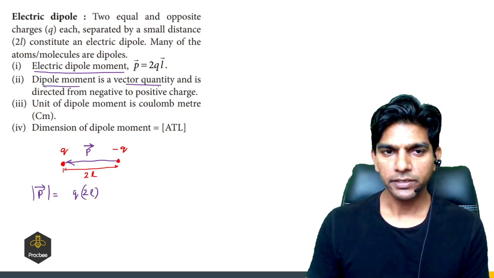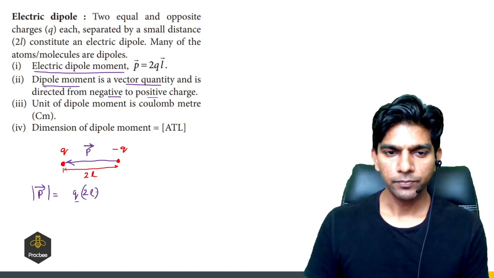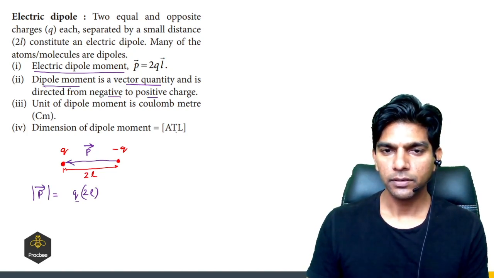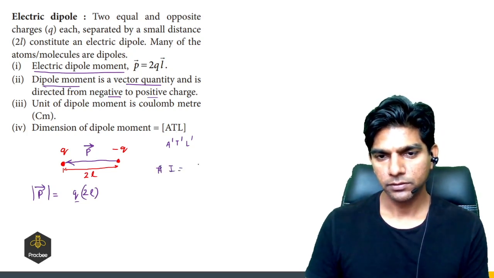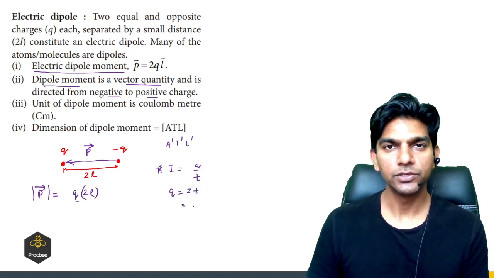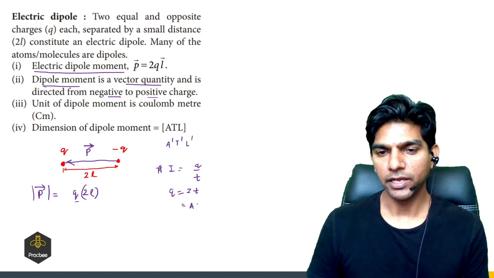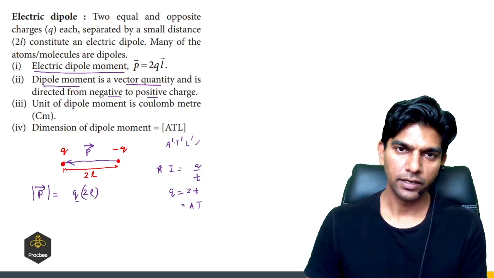So that is the magnitude of the electric dipole moment, and its direction is from negative to positive. Dipole moment is a vector quantity directed from negative to positive, as I have discussed. The unit of dipole moment will be coulomb meter, right? So Q is in coulomb and the length is in meters. And the dimension will be ampere, time, and length: A to the power 1, T to the power 1, and L to the power 1. Because we know that current is Q by T, so Q can be written as I times T, and so the dimension of I is A, and the dimension of time is T, multiplied with the dimension of length. I hope it is clear.